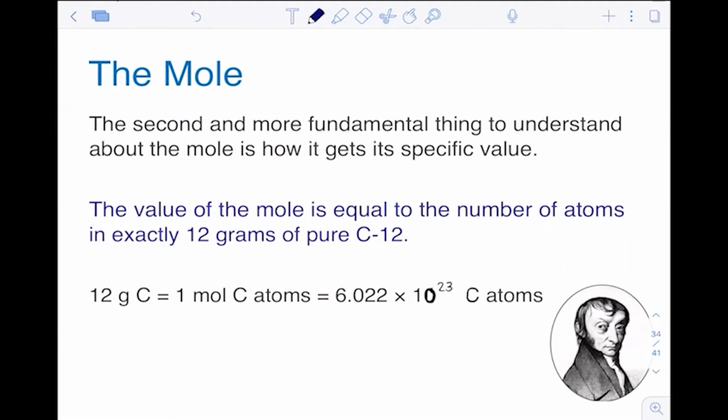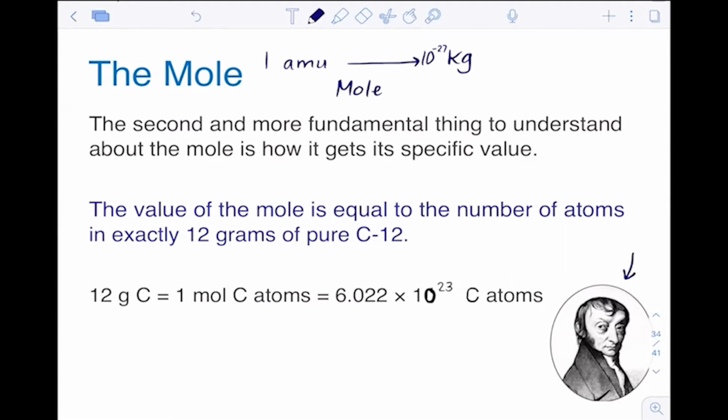Now, when we're trying to think about the biggest problem in chemistry, it's moving from the subatomic realm to the real world, the macroscopic realm. How do we connect something like an AMU to a kilogram? It's really hard. 1 AMU is somewhere around 10 to the negative 27 kilograms. We can't measure that mass in the lab. So how do we connect it? And the answer to that is the mole.